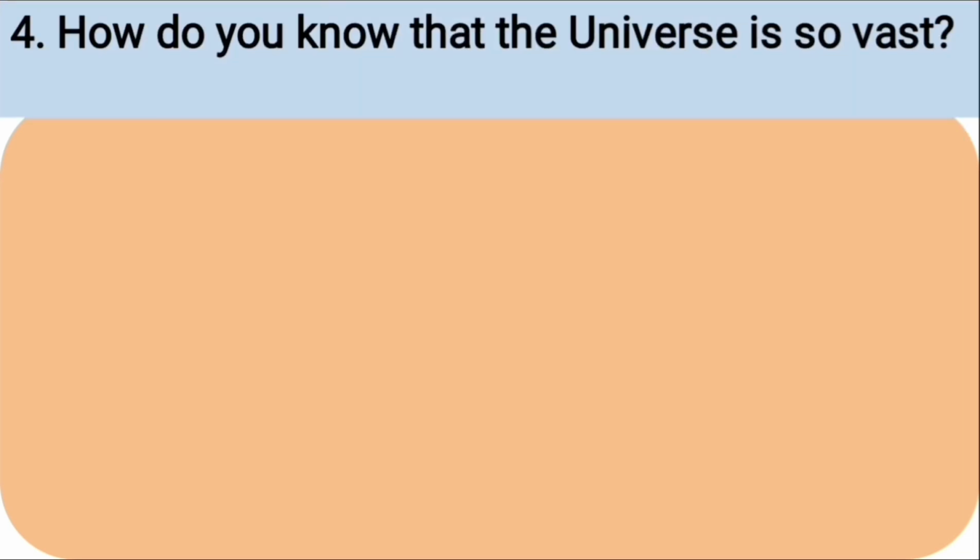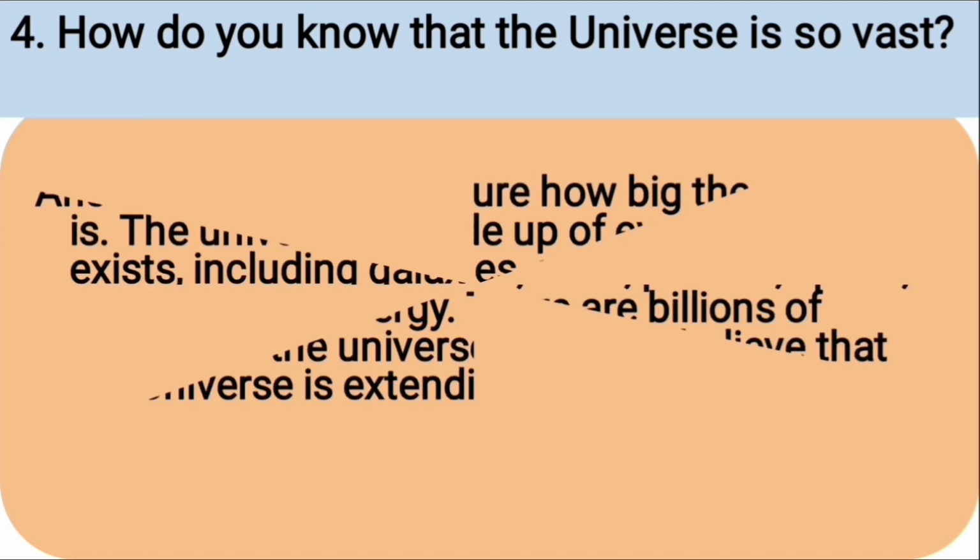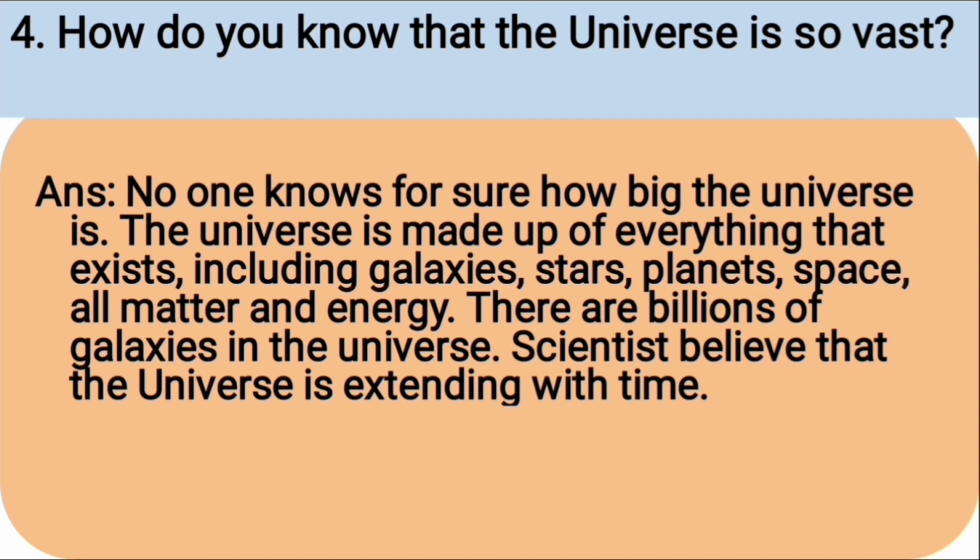Now, question number 4. How do you know that the universe is so vast? Answer is, no one knows for sure how big the universe is. The universe is made up of everything that exists, including galaxies, stars, planets, space, all matter and energy. There are billions of galaxies in the universe. Scientists believe that the universe is extending with time.